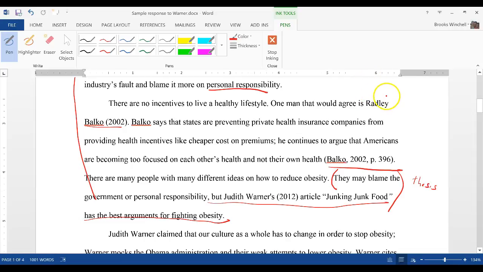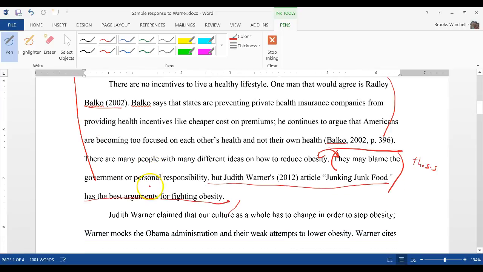He doesn't quote Balco, but he summarizes Balco's ideas about how people need to take personal responsibility, and then he uses that as a bridge into Warner's essay. So he says, Judith Warner has the best arguments for fighting obesity. So he introduces the article here. So I would say this is the end of the intro. An introduction doesn't necessarily have to be one paragraph. I'm not saying you have to do this, but he does have kind of an interesting introduction to the essay.